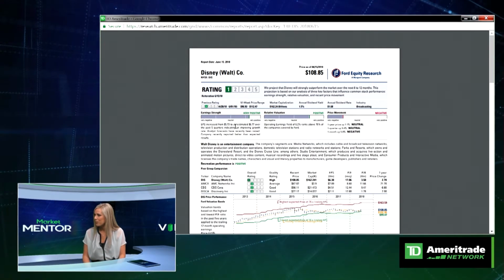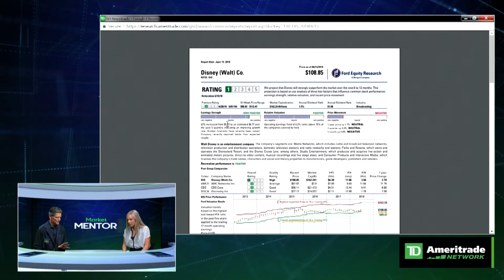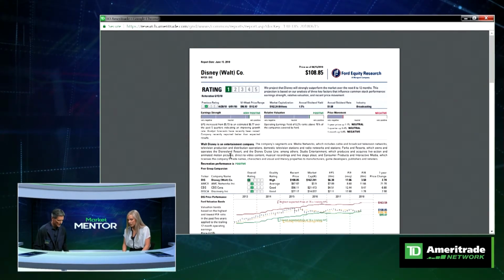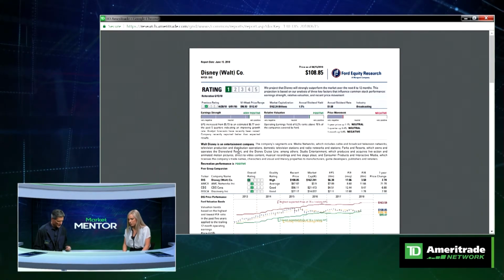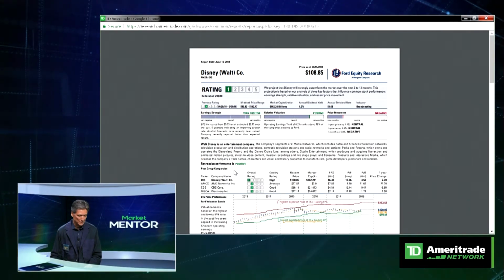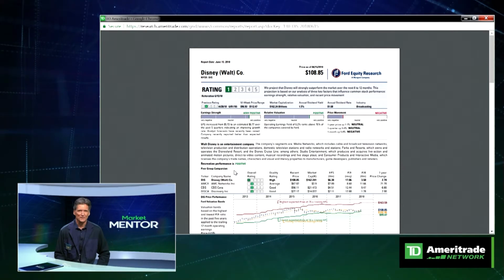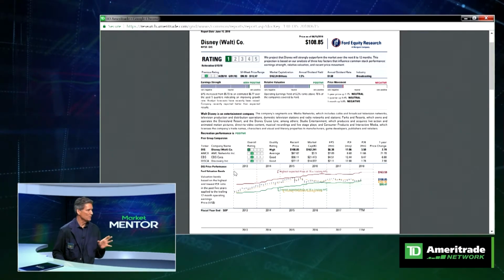Right. That's a great point, Jenny, because if you just look at the charts, you get a quick synopsis, but if you read it underneath, you'll get a lot more clarity or detail, if you will. Now, down below, it talks about Walt Disney, what kind of company it is. And I think the next thing that a lot of people like to look at is the peer comparison, right? So in other words, how is Disney doing compared to others in its same group?